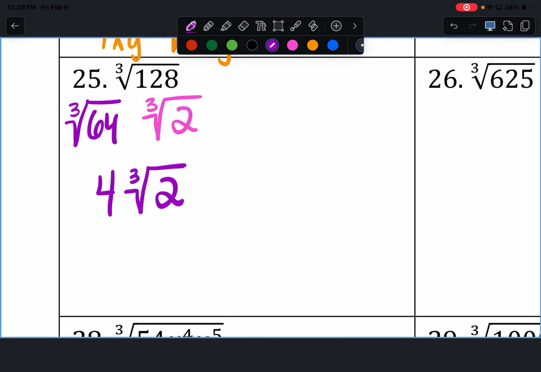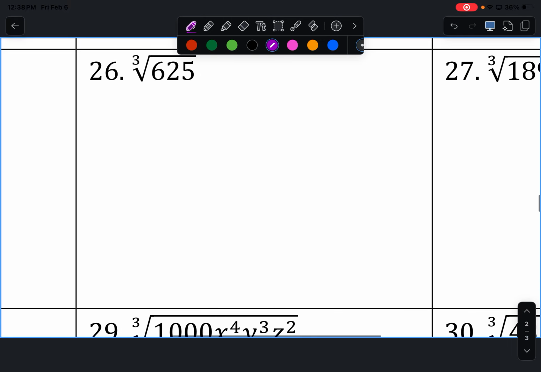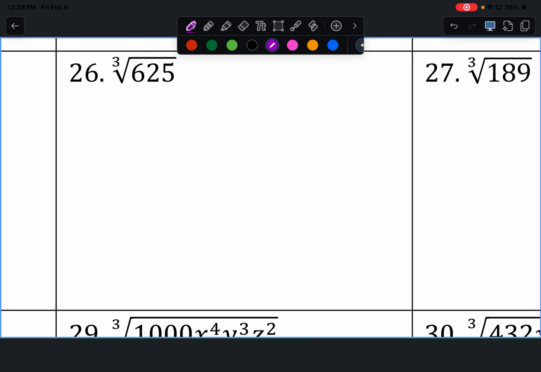All right. Now we're going to look at 26. What is the biggest perfect cube that can go into 625? 125. Oh. 125. Okay.